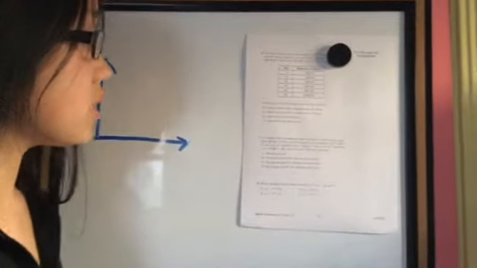Okay, so for 6, it tells us these data points, and it says what type of function best models the given data. So we plug these into our calculator and we get a model like this. So I'll draw that for you.